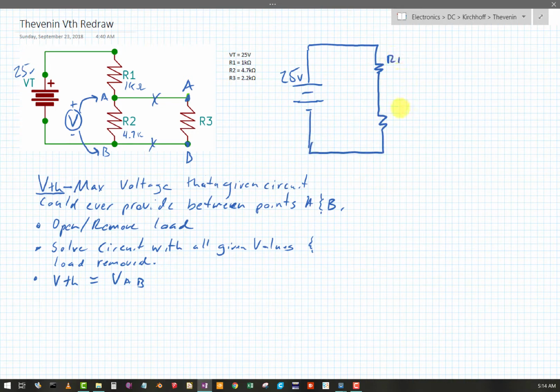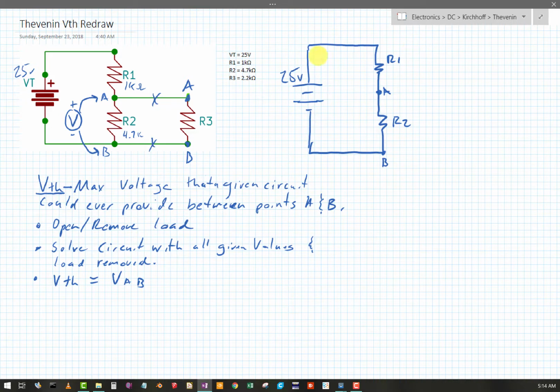Okay, R1, R2, and where was A and B? Don't lose track of that. Okay, so R1, let me line that up. So R1, R2, and A and B, and I have not lost track of A and B. Okay, hopefully. Okay, so now I can see a little bit more clearly.